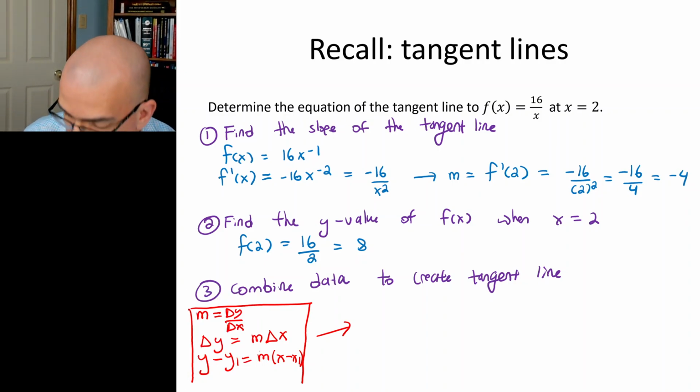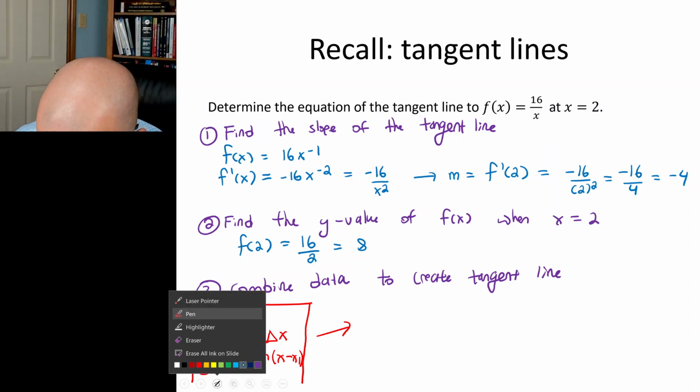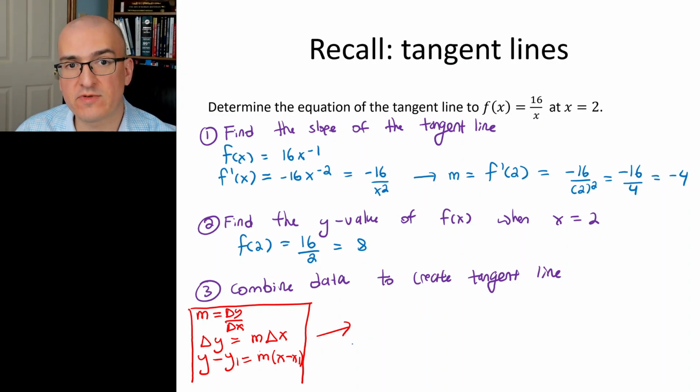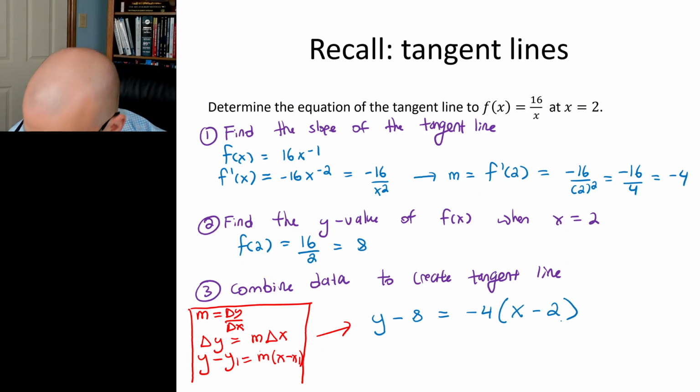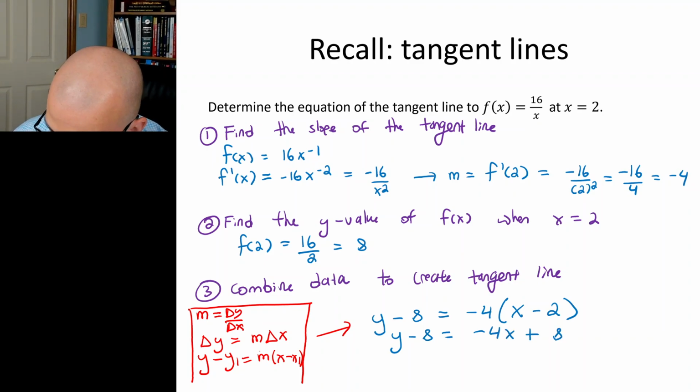So I'm going to use that form of the line because it's relatively simple to use. We don't need to solve for the intercept if we use this form of the line. y minus the y value, y minus 8, is equal to m, the slope that we found, negative 4, times x minus the x coordinate, x minus 2. And this can be simplified. y minus 8 is equal to negative 4x plus 8. I'm going to add 8 to both sides. y is equal to negative 4x plus 16.